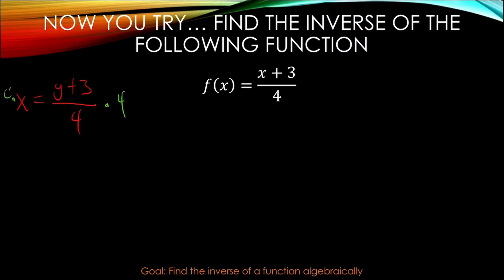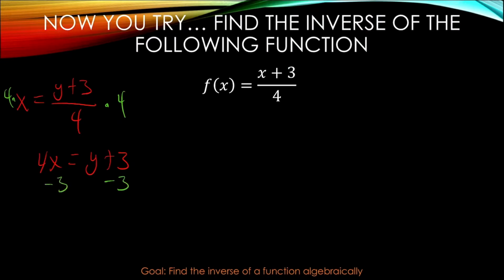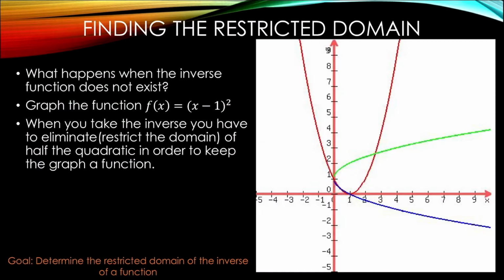We're going to multiply both sides by 4. We get 4x equals y plus 3. Then we will subtract 3 from both sides, and we get 4x minus 3 equals y. Write that as f inverse of x equals 4x minus 3. Ding, ding, ding. That is simply what we're going to do.